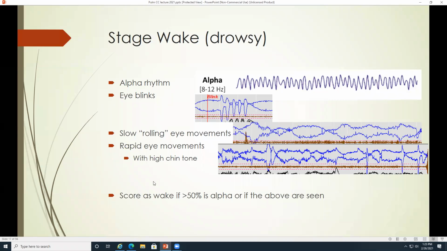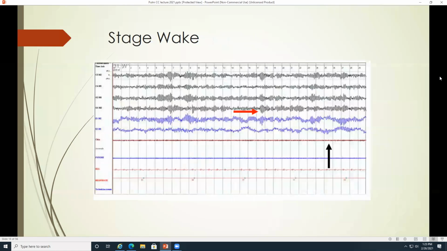When you should score something as wake is if over 50% of the epoch is this alpha rhythm, okay? So if you see 50% of it is alpha, you can call it wake and move on. This is an example from one of your review books.